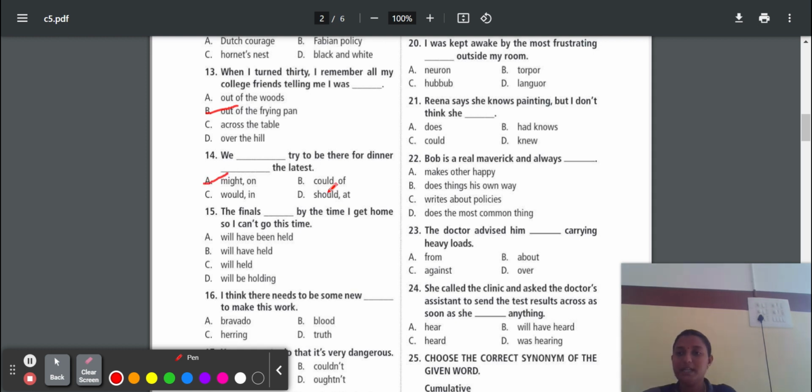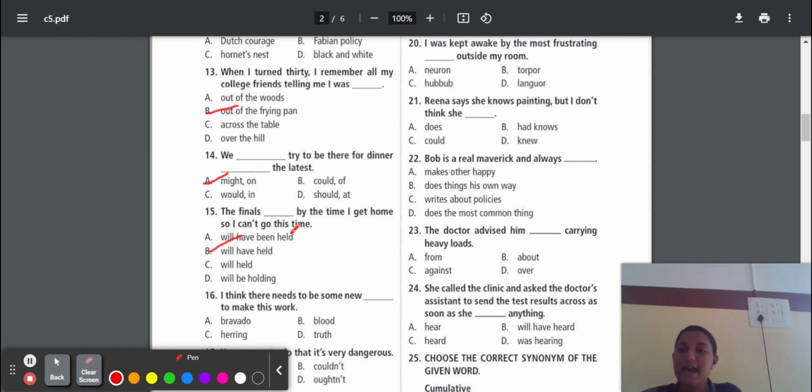Question number 15. The finals dash by the time I get home, so I cannot go this time. Option A, will have been held. Option B, will have held. Option C, will held. Option D, will be holding. Answer for the question 15 is option B, will have held.